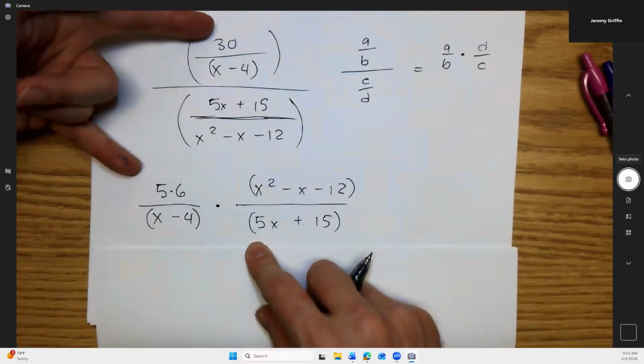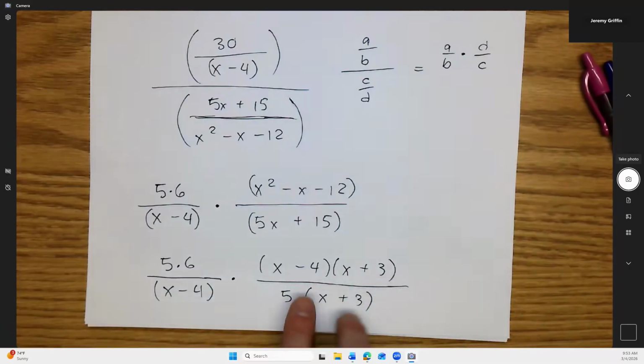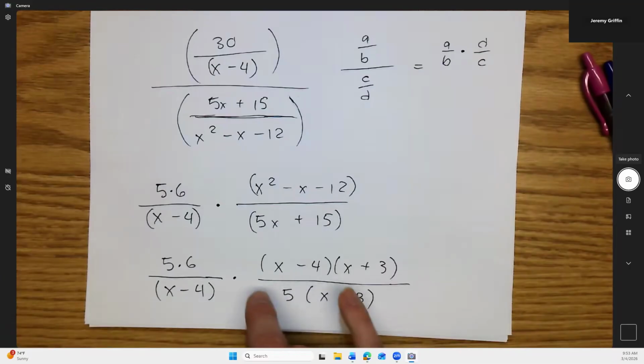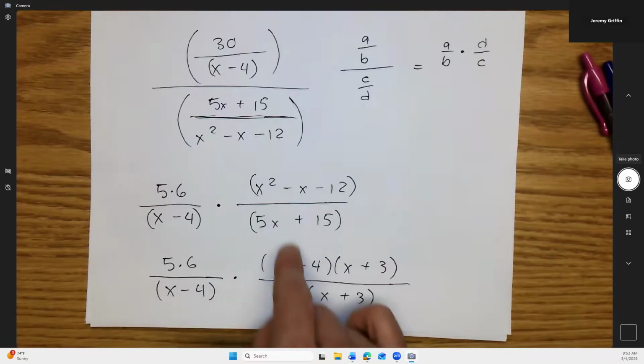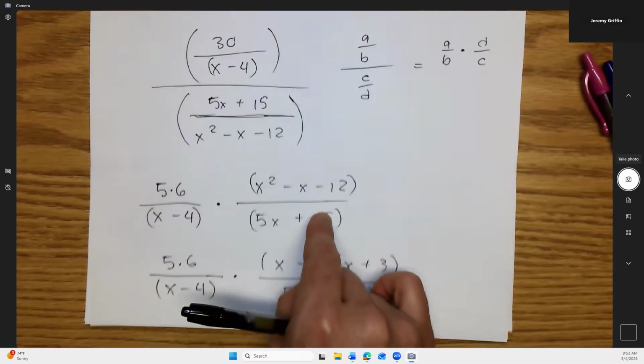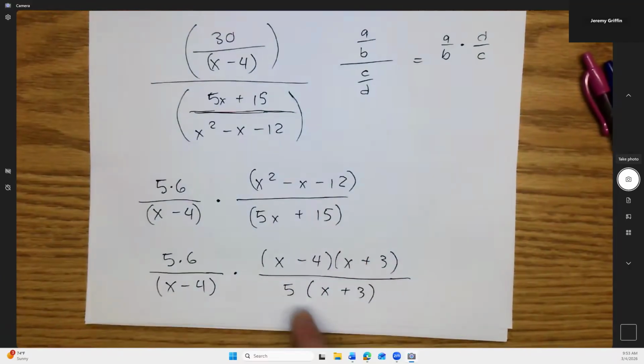Well, it looks like I factored the 30 already. Okay. Now I can factor. So this quadratic piece factors as x minus 4, x plus 3. Because, here, let's do some FOIL. X squared. Outside, inside: 3x minus 4x is negative x. And negative 4 times positive 3 is negative 12. It's all there. Now this bottom piece I can factor out a 5. Pull that out right there.